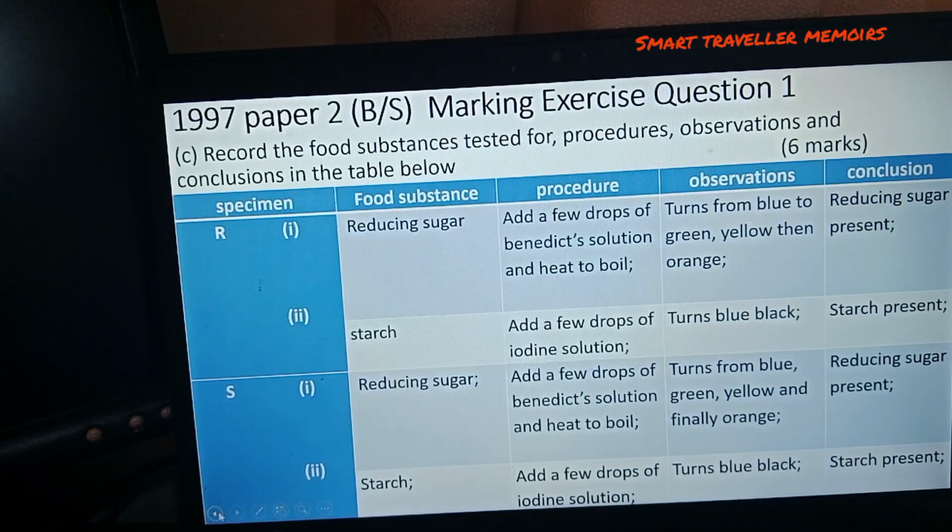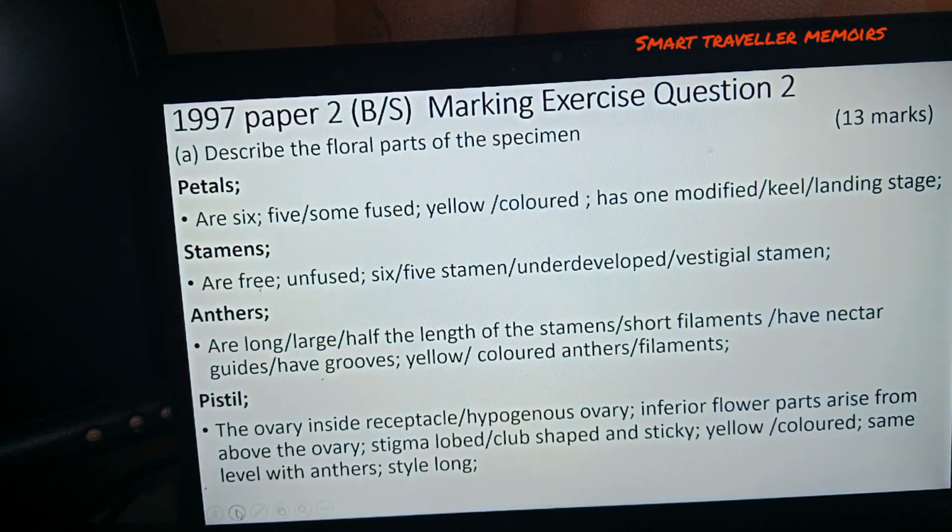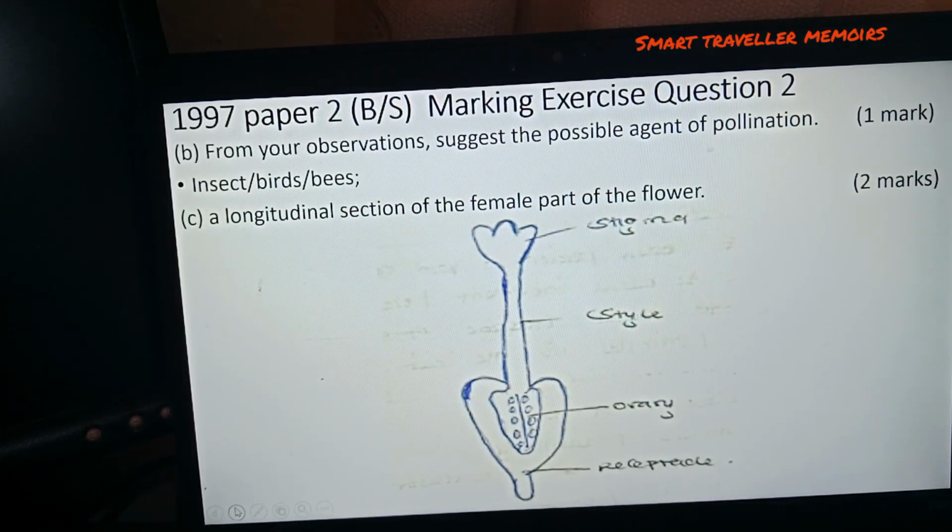Okay. Sorry. And going back. So, question 2b, from your observations, suggest the possible agent of pollination, and this one is either insects, birds, or bees. All right. C, a longitudinal section of the female flower part of the flower is there, where you have the following labels, stigma, style, ovary, and receptacle.